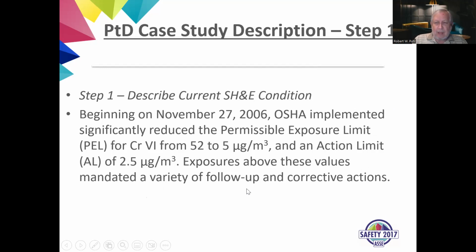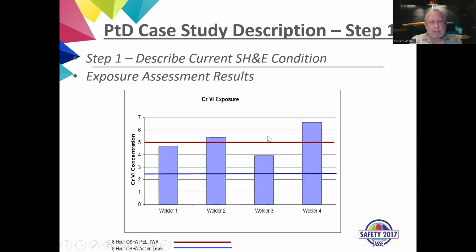Beginning November 17, 2006, OSHA implemented significantly reduced PELs, permissible exposure limits, for hexavalent chromium from 52 to 5 micrograms per cubic meter and an action limit of 2.5 micrograms per cubic meter. Exposures above these values mandate a variety of follow-up and corrective actions. Step 1 is the current assessment results.